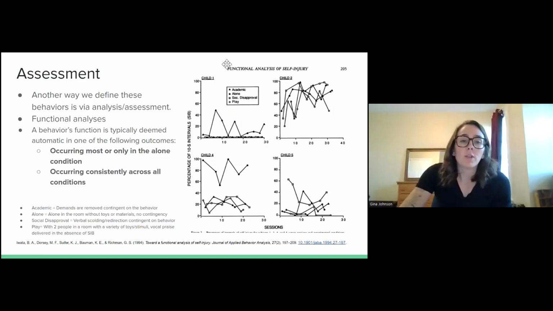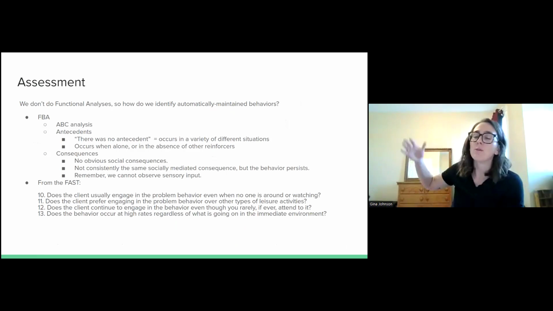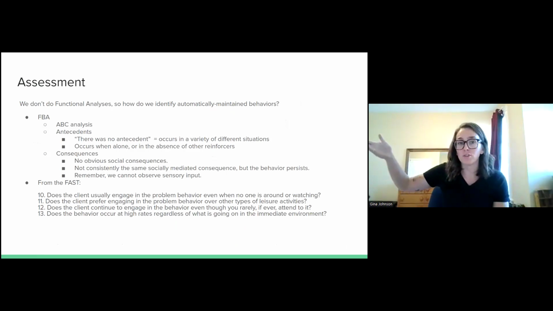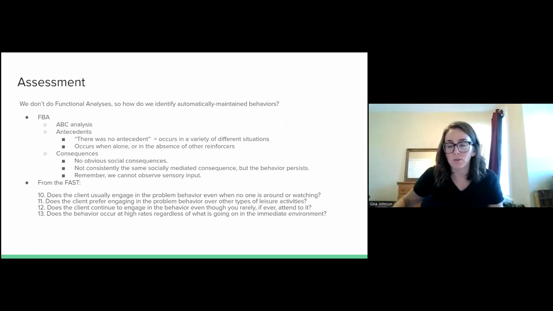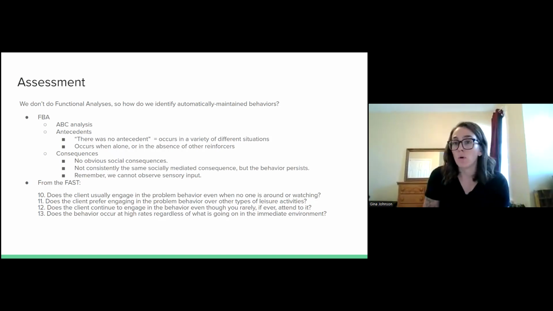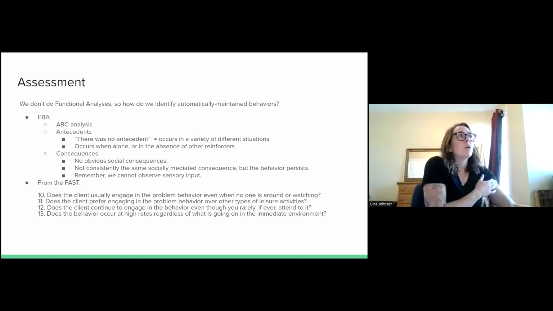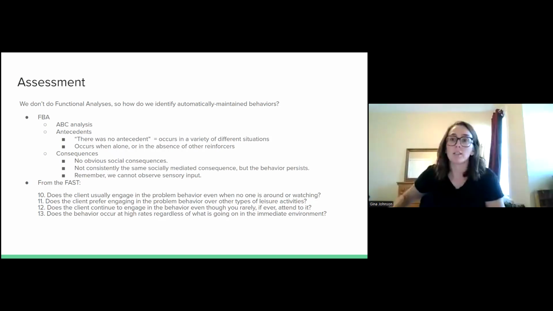Okay, so that's the functional analysis piece. Now, obviously, we don't do functional analyses because we don't have a laboratory and there are ethical things. So there's lots of reasons, and there's a whole other training on why we don't do functional analyses. So how do we identify functions? We do FBAs, functional behavior assessments. So we assess a little more indirectly, but the same sort of thing transfers over.